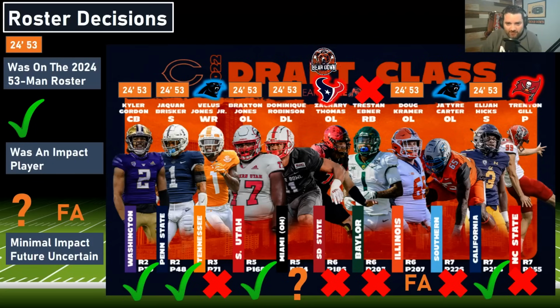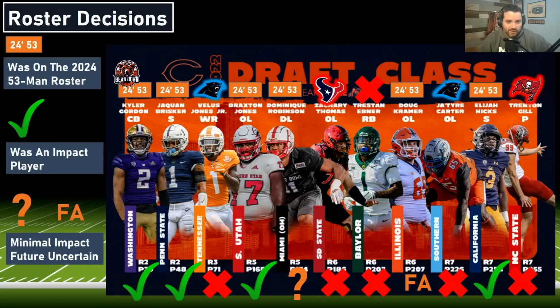Zachary Thomas, we didn't give enough time. He was gone. Treston Ebner just didn't work out. Tyree Carter, we let go of this last year. Trenton Gill, when we got our new punter, got rid of Trenton Gill. Now, he's no longer on the Buccaneers, but that's where he was at the end of last year. And Elijah Hicks is kind of the steal of this draft as far as value of where you picked him up in the 7th round near the very end of the draft. What he's been for the Bears, very, very solid for the Bears there.